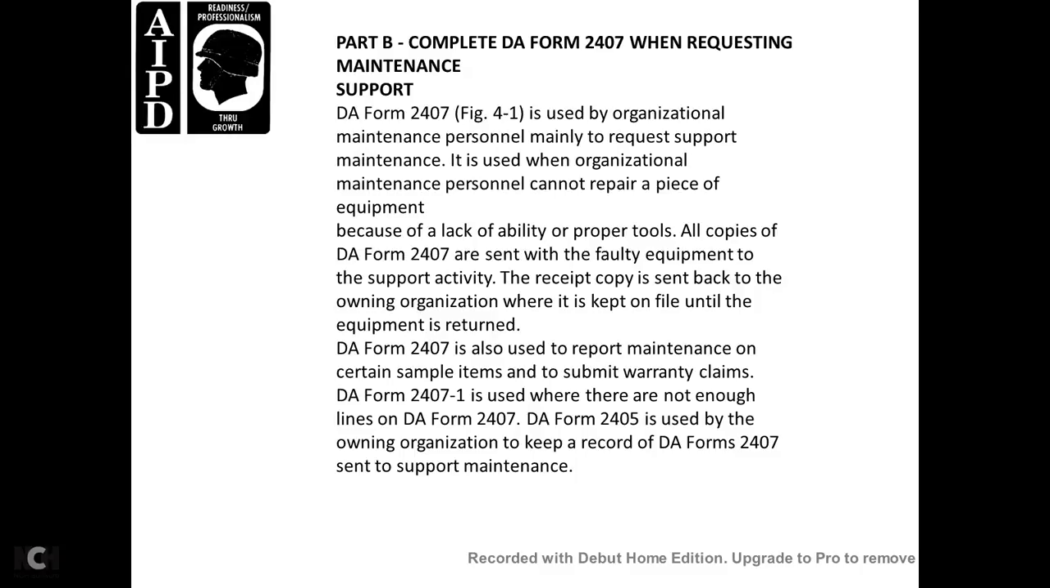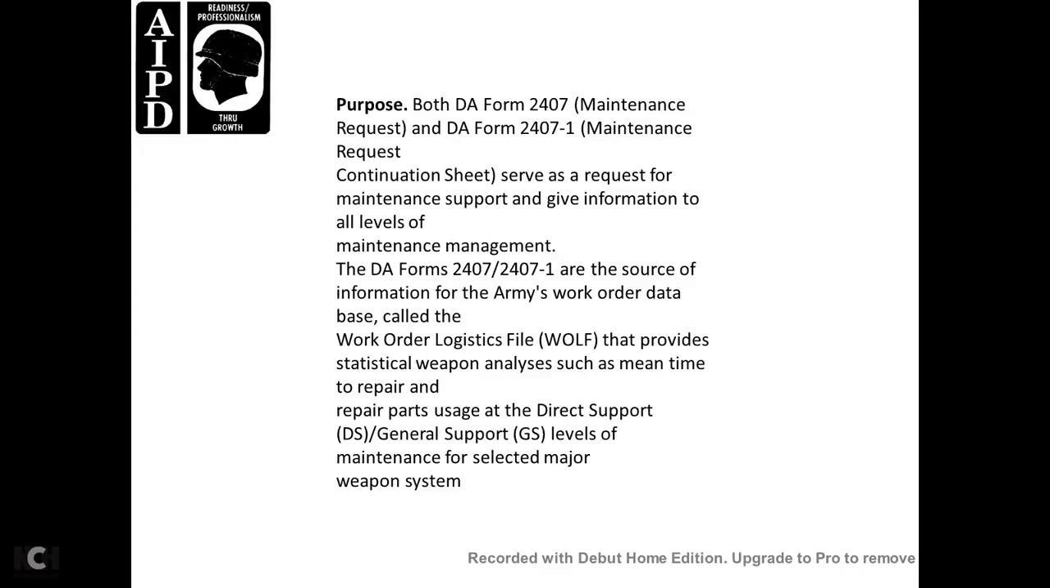The DA Form 2405 is used by the owning organization to keep a record of the DA Form 2407 sent to the support maintenance. Purpose of the DA Form 2407 maintenance request and the DA Form 2407-1 continuation sheet: they serve as the request for maintenance support and give the information for all levels of maintenance. The source of the information is the Army Work Order Database, the collected data called the Work Order Logistics File, or WOLF, provided by the specific weapon system, such as the mean time to repair and report. Repair and repair parts are used in the direct support and general support levels of maintenance of selected major weapon systems.